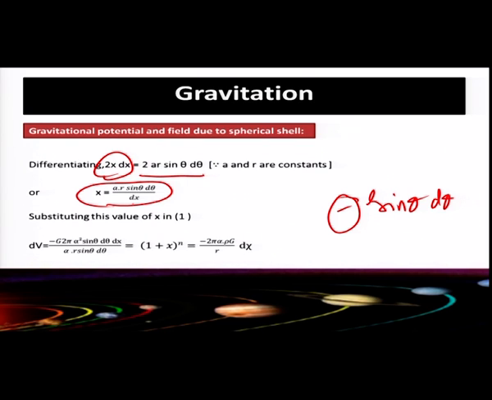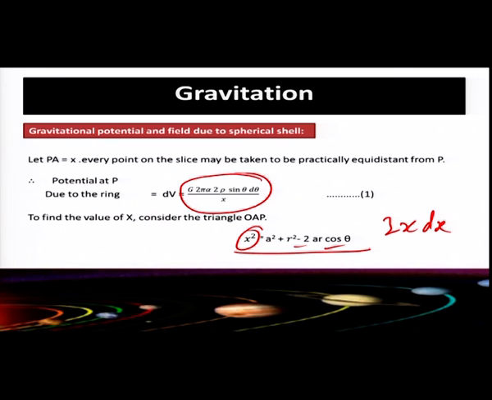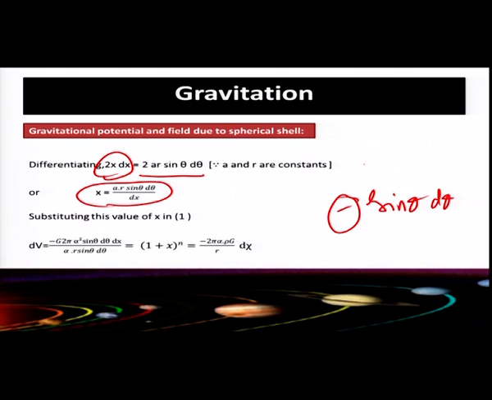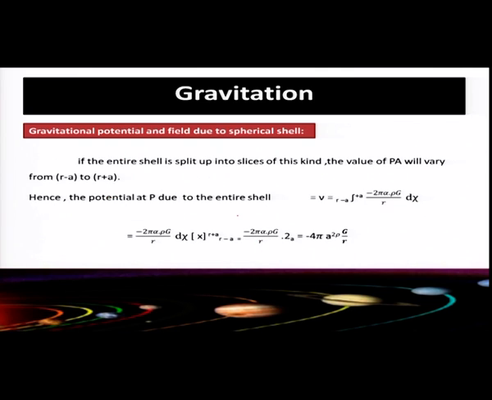You substitute the value of x in this equation 1. When you substitute in this equation, we get dV is equal to minus 2 pi alpha rho G by r into dx. And if the entire shell is split up into slices, then the limits or the boundary conditions will be from r plus a to r minus a.